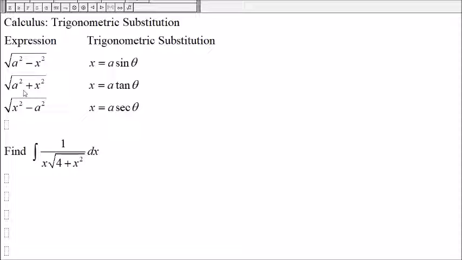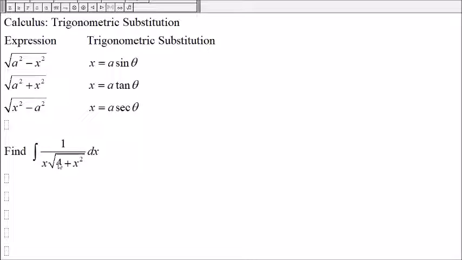If the integrand has the expression square root of a squared plus x squared, then we will let x be a tangent of theta. And for square root of x squared minus a squared, then we will let x be a secant theta. For this particular example, we have the expression square root of 4 plus x squared. So think of this as a squared plus x squared. So we have the square root of a squared plus x squared, and so the suggestion is to let x be a tangent theta.